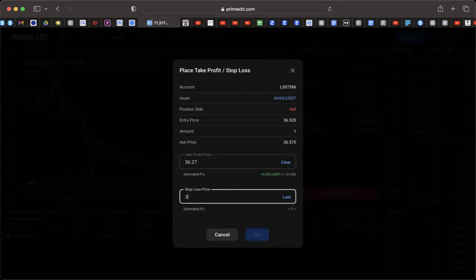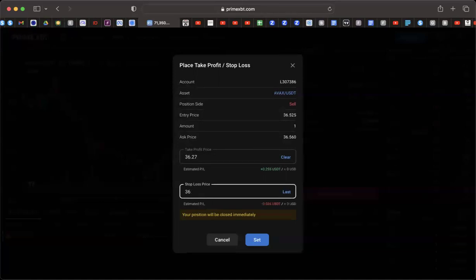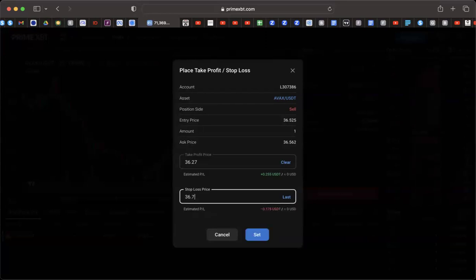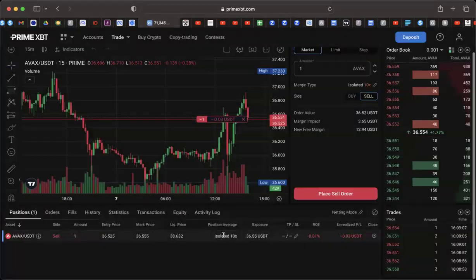So let's see, 37.23. No, that's too big. At 6 point, what price did we set it? 0.7. I just need half of this just to experiment, you know. Right? So I just leave that, but it ought to be set.